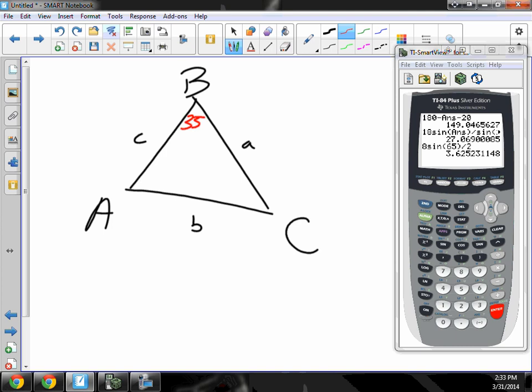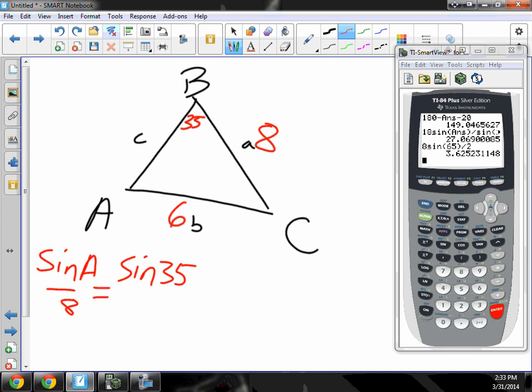So let's do 35, 8, and 6. What can I solve for? I can solve for A. And this is an angle side side, so we have to be careful. It could have 3 different types of solutions. The sine of A over 8 equals sine of 35 over 6. Cross multiply. 8 sine of 35 over 6. Is everybody okay with me skipping that step?